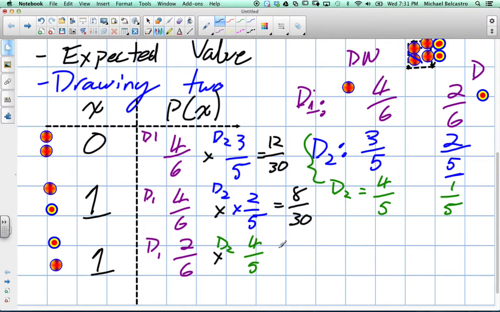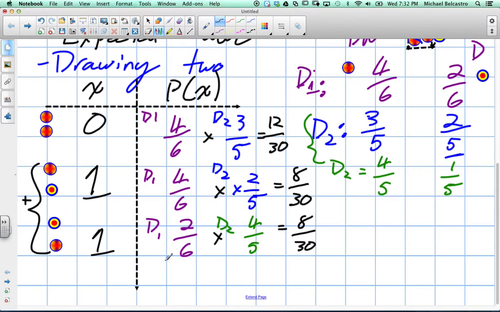2 times 4 is 8, and 6 times 5 is 30. Okay, so we have to put these together to actually find the probability of drawing 1. And finally, when drawing 2, there's the possibility that you draw 2 bad ones, right? And when you draw 2 bad ones, well, your chance on draw 1 of drawing a bad one is 2 in 6. We already had that. And our chance on draw 2 of drawing a bad one, if you've already drawn one, is 1 in 5.